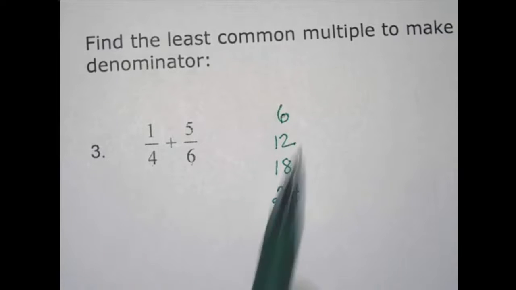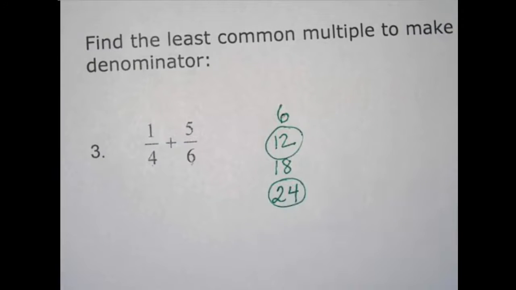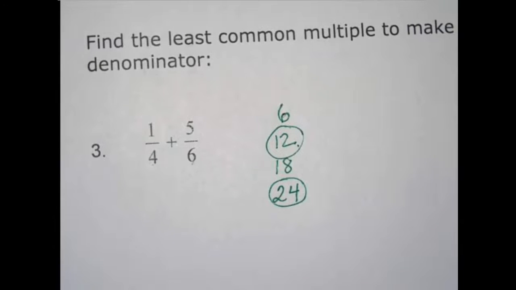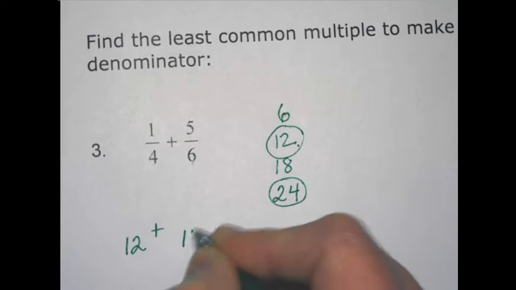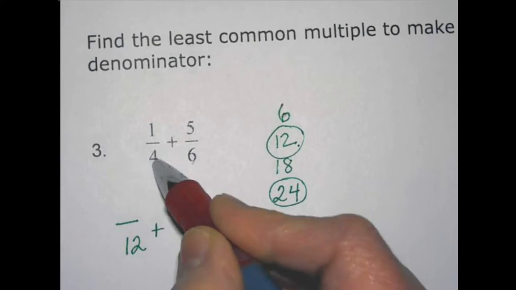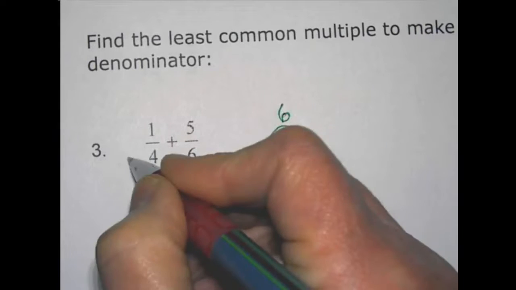Does 4 go into these? 4 goes into this number, and 4 goes into that number. The least common denominator is going to be 12. My common denominator is going to be 12. So, what am I going to have to multiply this by so that it will be equal to 12?